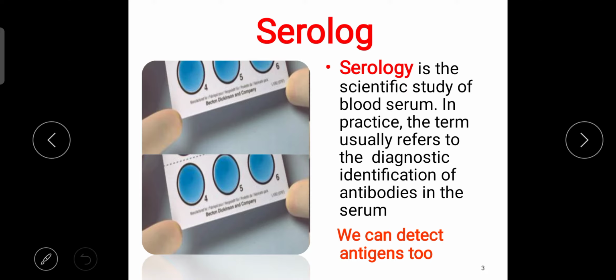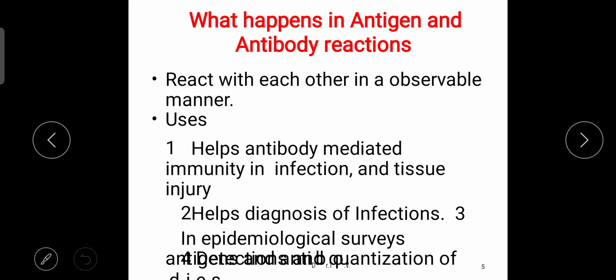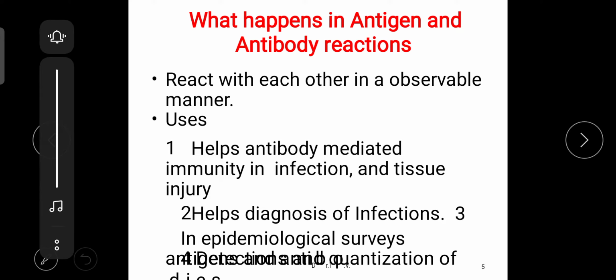In practice, the term usually refers to the diagnostic identification of antibodies in the serum, and we can detect antigen too. So it is a study of blood serum where we are going to find out the disease with the help of antigen and antibody reaction. So what happens in antigen antibody reaction? They react with each other in an observable manner.